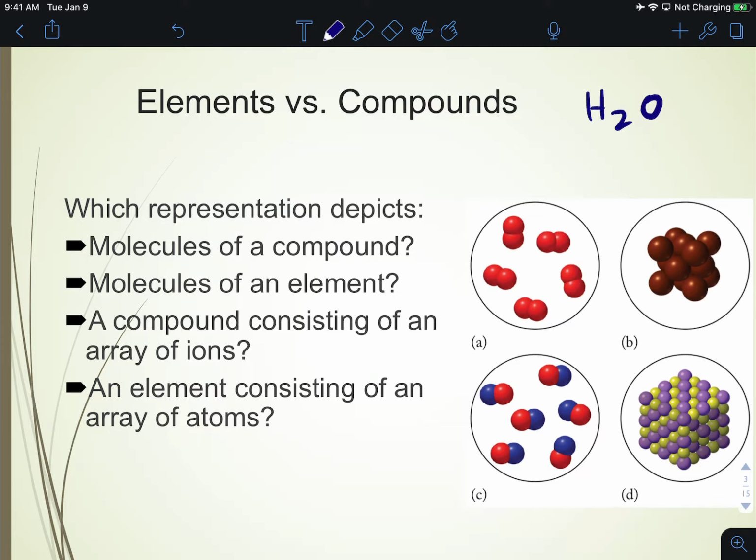rather than the bonds holding the atoms together. Those are easily broken in a physical process because there's usually enough energy there, whether it be heating a pot of water. But for something like this, like water here, to break those, that's going to be a chemical process.